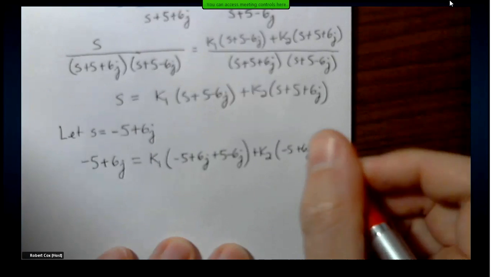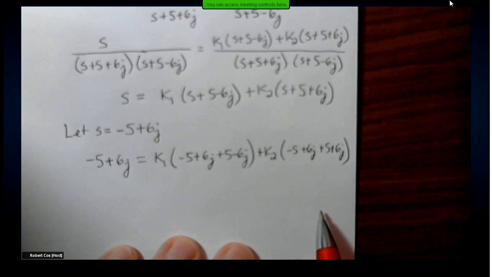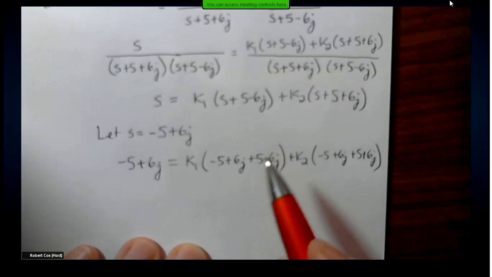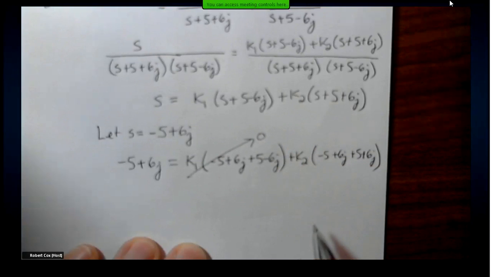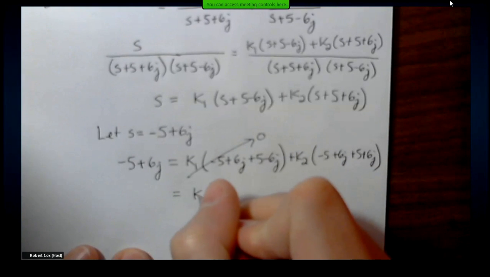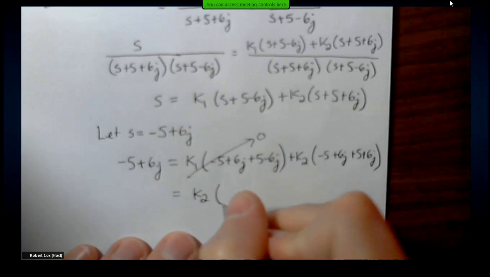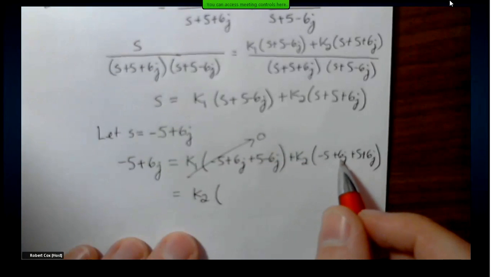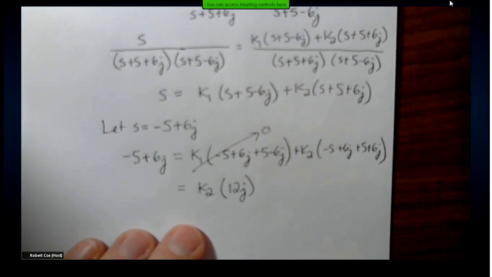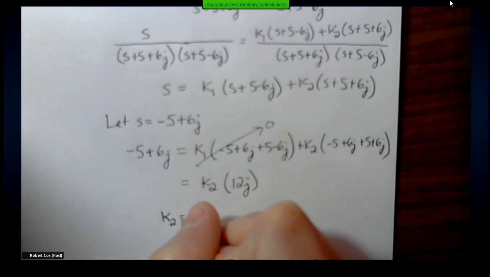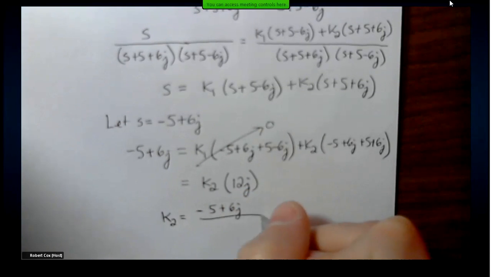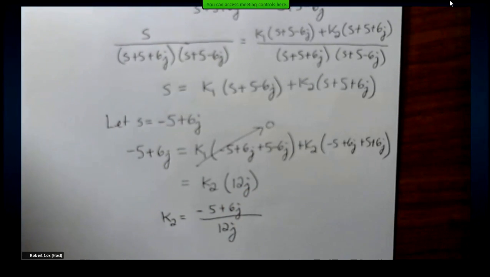Or sorry, plus 5 plus 6j in this term. Okay, so let's look. Here, minus 5 plus 5, plus 6 minus 6. That whole term goes away. This one, however, that doesn't happen. This one I have k2, and it looks like I have minus 5 plus 5, but I have plus 6 plus 6. So this becomes 12j. So that means that k2 is minus 5 plus 6j over 12j.